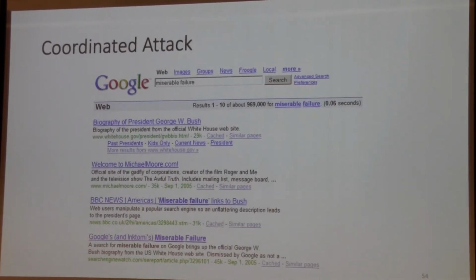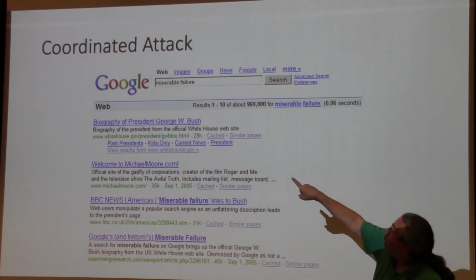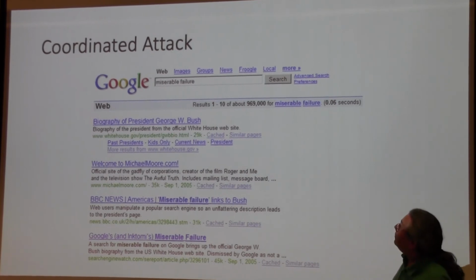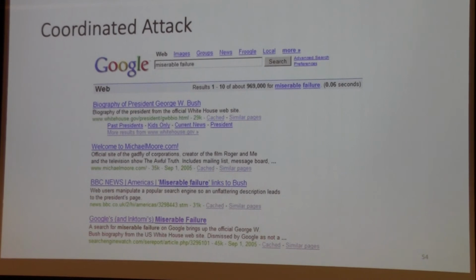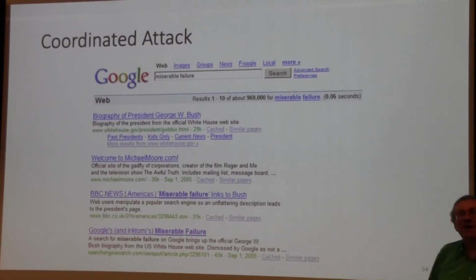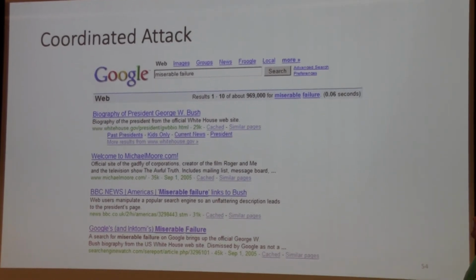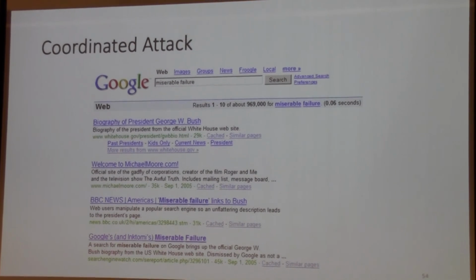This was in the good old days when George W. Bush was president of the United States, and you typed "miserable failure" into Google, and it returned the biography of Bush. Okay? This is called Google bombing, and people love to do this. You can find many examples of this kind of coordinated attack to raise the rankings. Okay, let me explain now how spam farming works.